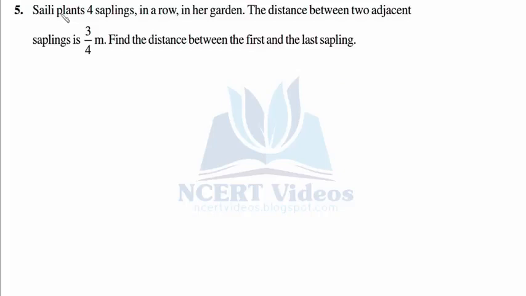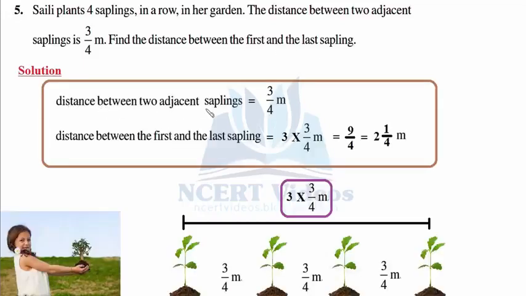Sally plants 4 saplings in a row in a garden. The distance between 2 adjacent saplings is 3 over 4 meter. Find the distance between the first and the last sapling. So what is a sapling? It is a small tree. Distance between 2 adjacent saplings is given as 3 over 4 meter, and we need the distance between the first and the last sapling. So this is your Sally, and the sapling is a small plant which you can grow.